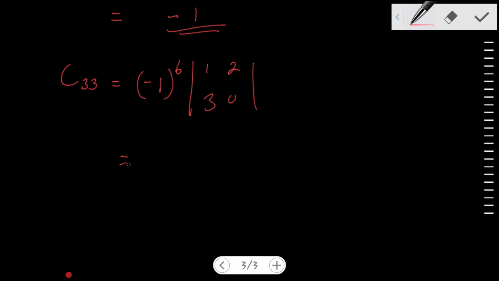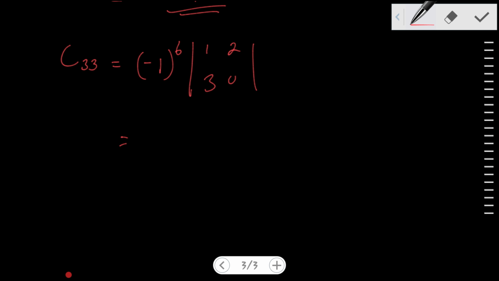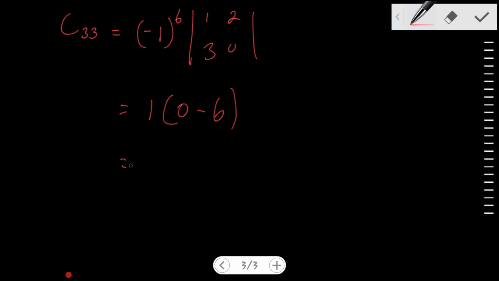So that means that this will be equal to 1 into, so 1 times 0, you're going to get 0. This looks like a 6. And this is going to be 0 minus 6, right? So that means I'm going to have something equal to 1 times -6, we're going to have -6.